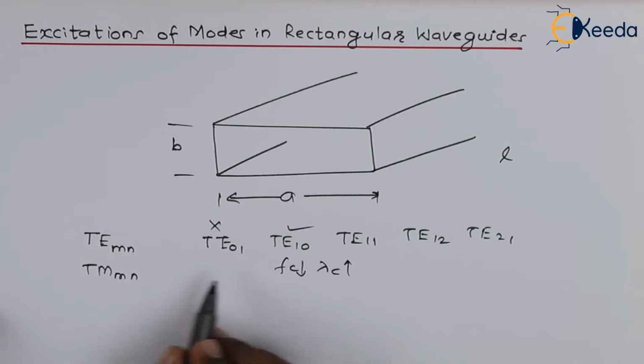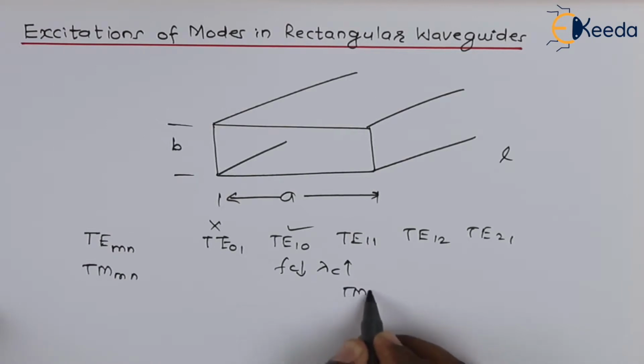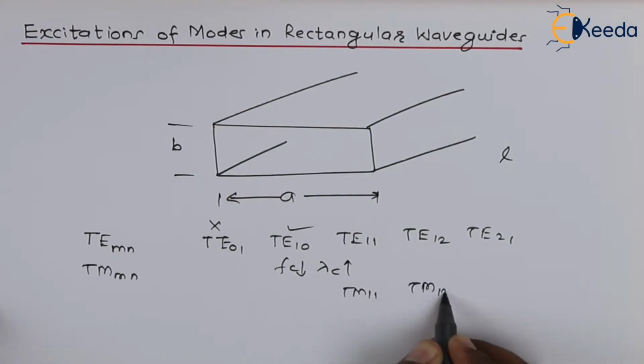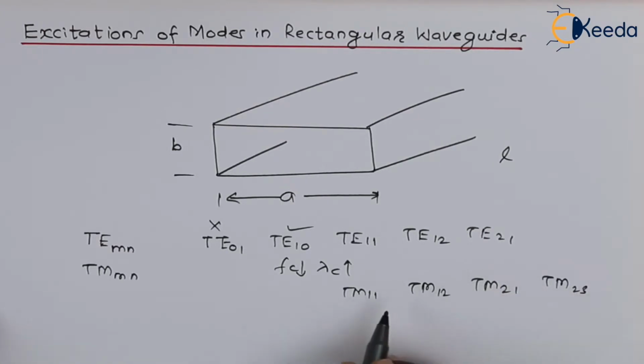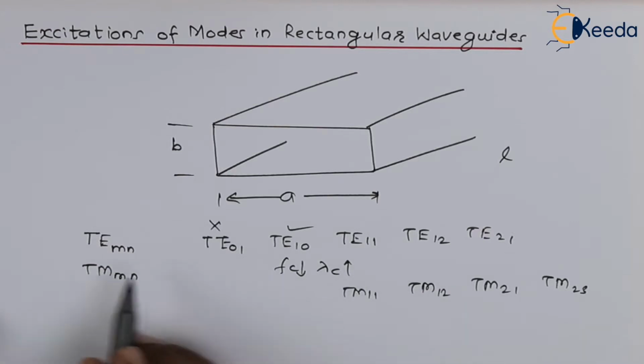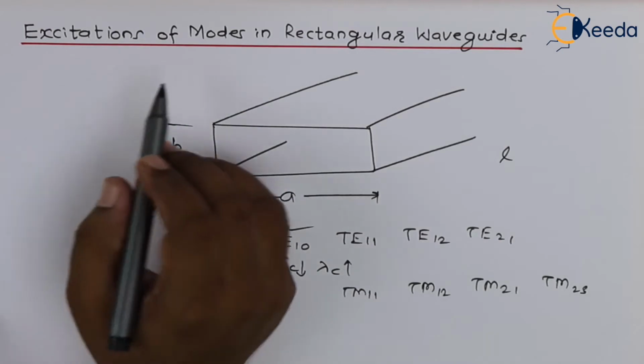In the similar fashion, we can have the several combinations for the values of m and n, and we can have the TM11, TM12, TM21, TM23, TM32 and so on. So these are the various kinds of the modes of propagation inside the rectangular waveguide.